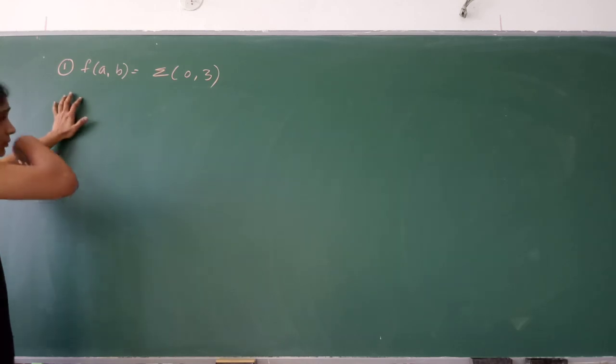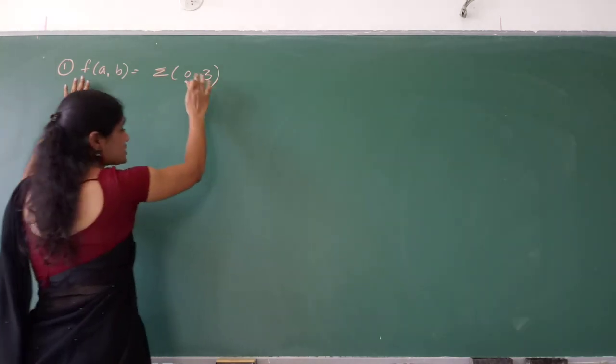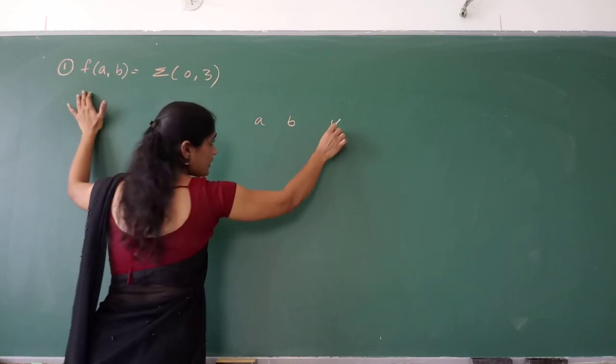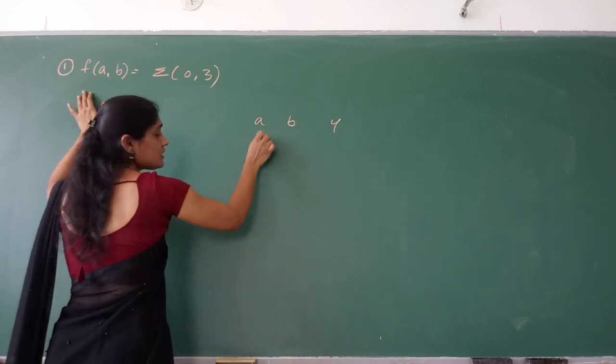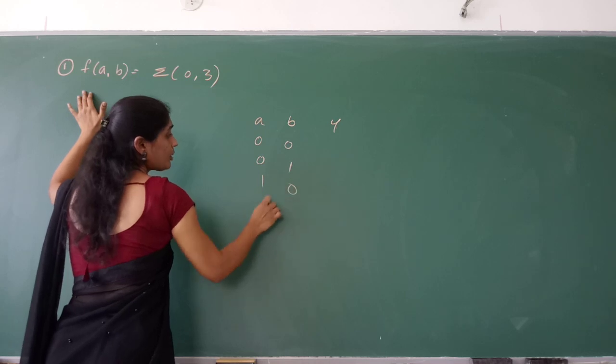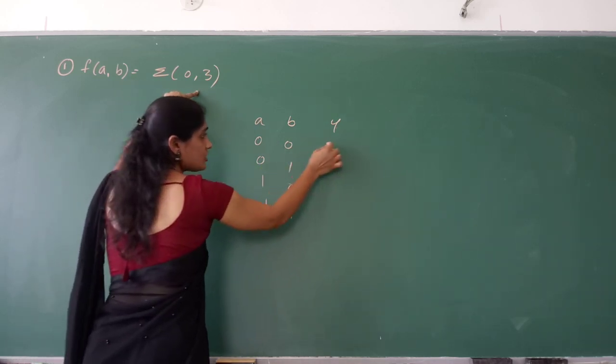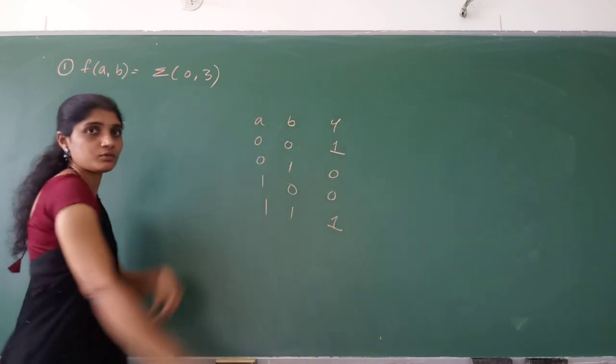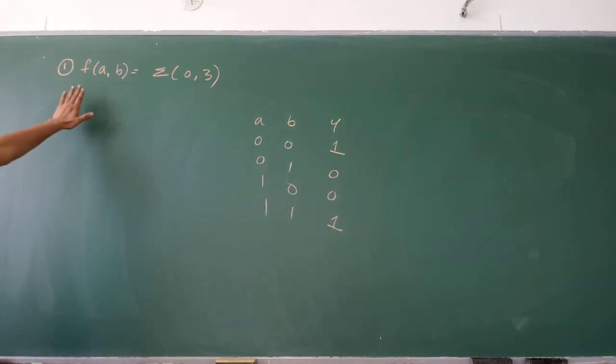Now, what is f of A, B? Inputs are A, B, output is, let me take it as y. So y is a function of A, B. So y is 1 for the input combinations 0 and 3. For 0 output is 1, for 3 output is 1, for the remaining combinations output is 0. That is the meaning of this function.